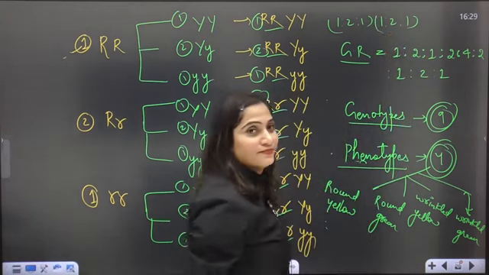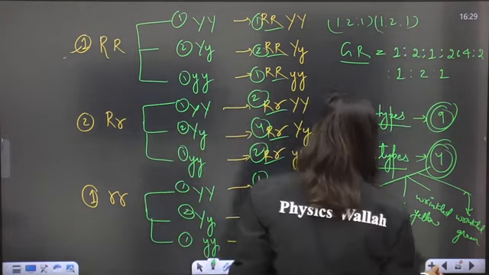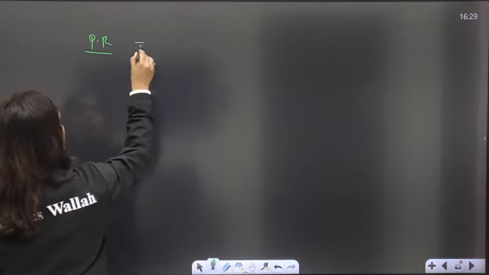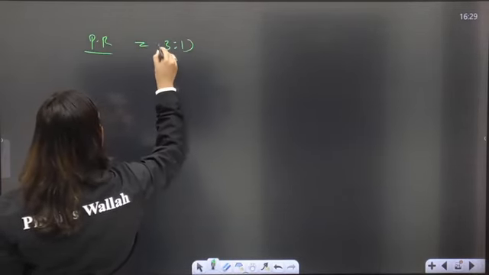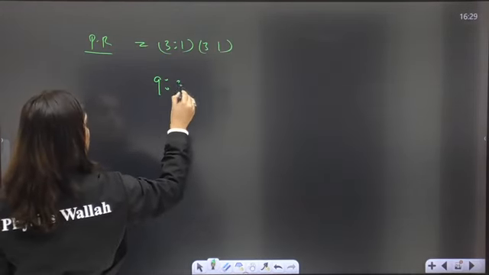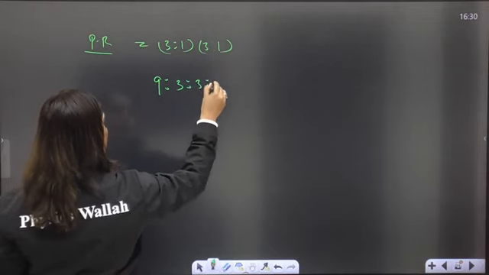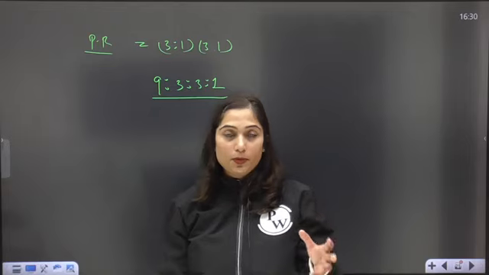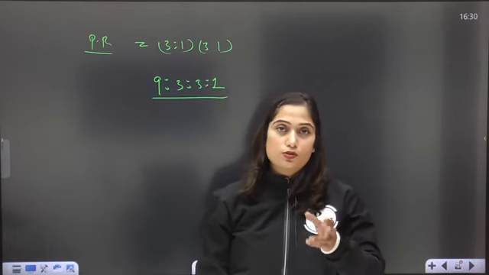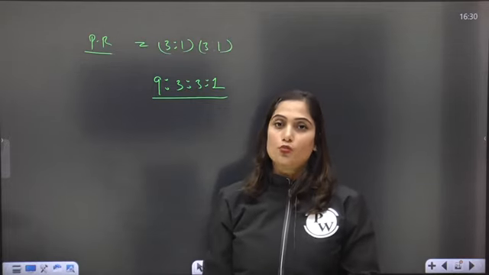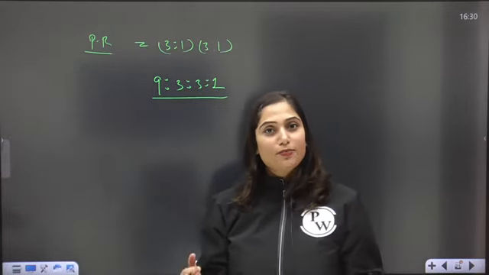This will come. Okay. Likewise, the phenotypic ratio of a dihybrid cross can be obtained like this: 3:1 into 3:1. That comes out to be 9:3:3:1. Okay. So the genotypic ratio is 1:2:1:2:4:2:1:2:1, and the phenotypic ratio is 9:3:3:1. So this is a dihybrid cross.